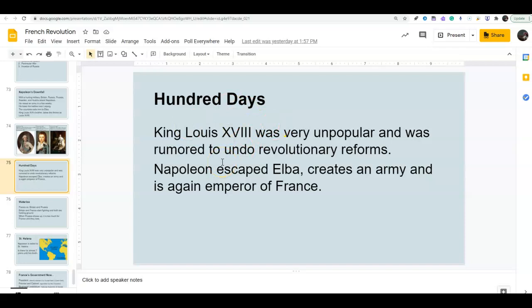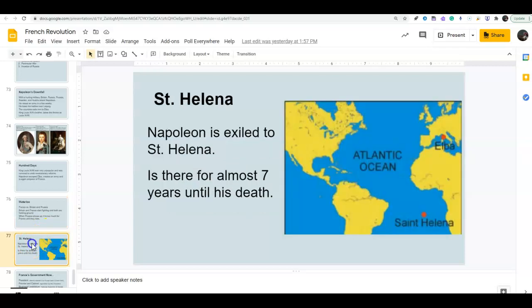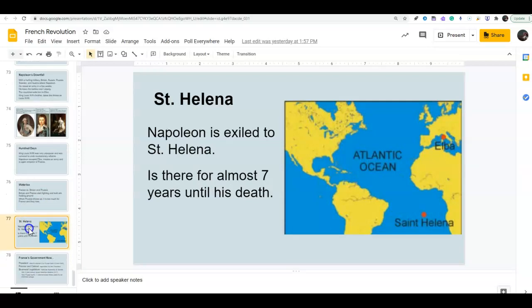The ruler that was in power there was actually King Louis XVIII. He was very unpopular, and there were rumors that he was going to undo a lot of the stuff from the revolution. So Napoleon goes back into France, raises an army, overthrows the king, and guess what he does? He goes to try to fight Great Britain again. So he does, and at the Battle of Waterloo, he loses, and then the French people have had enough, and they exile him to St. Helena. He is there for about 7 years until he dies.